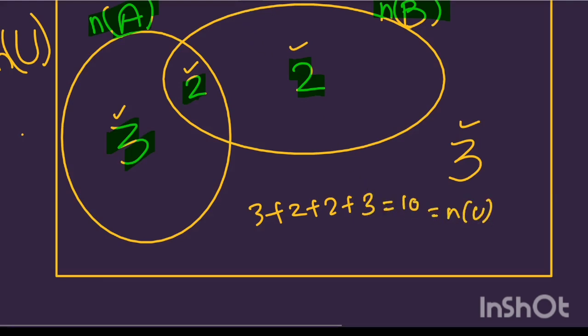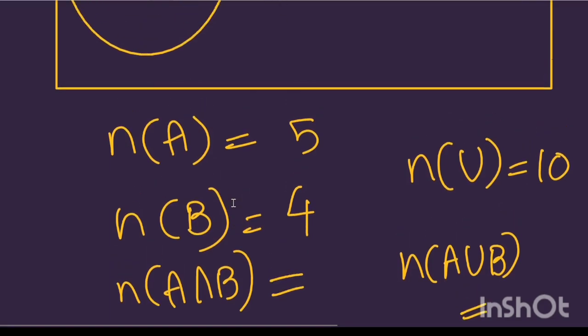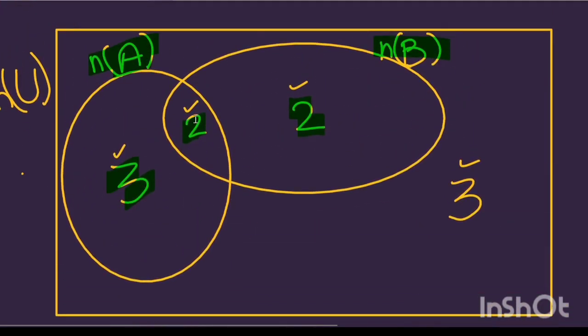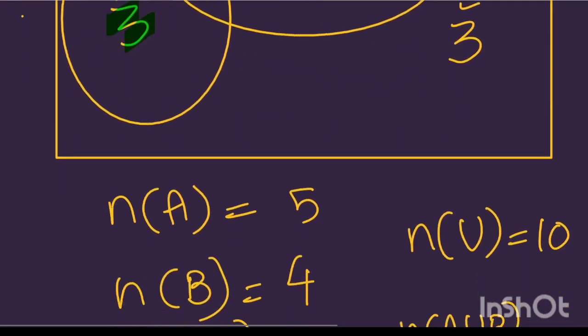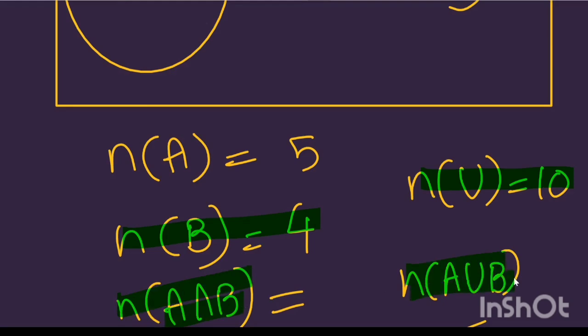Okay, so it's like this. So N A is 5. Okay, we calculated N A as 3 plus 2 equals 5. And then N B is 4. N B is 4. N U we calculated, we already know it is 10. So what about N of A intersection B and N of A union B, if I ask you guys?